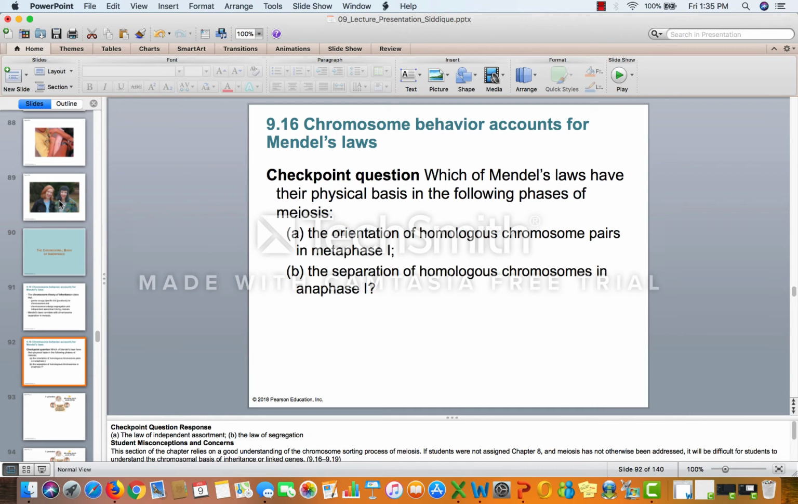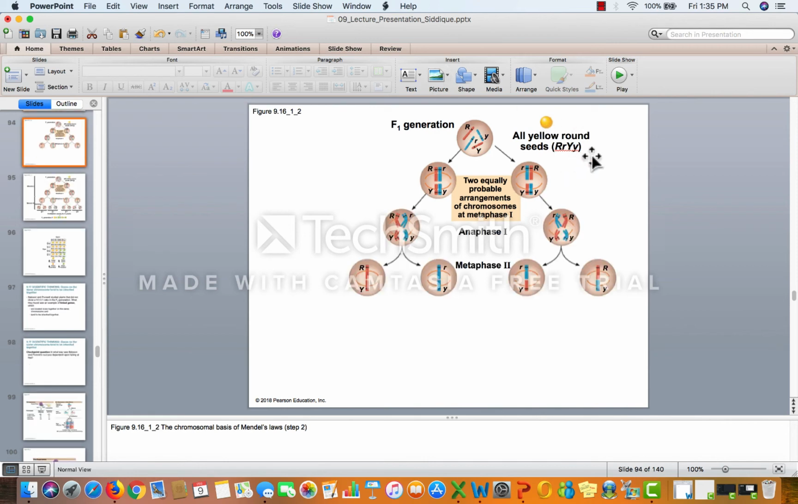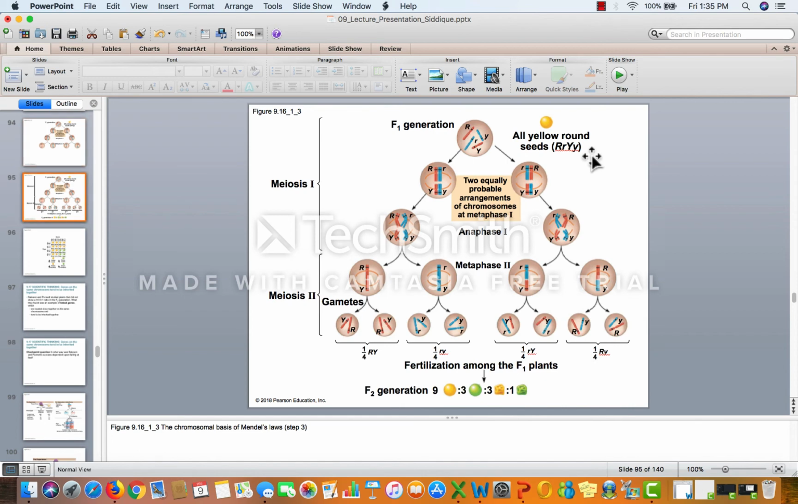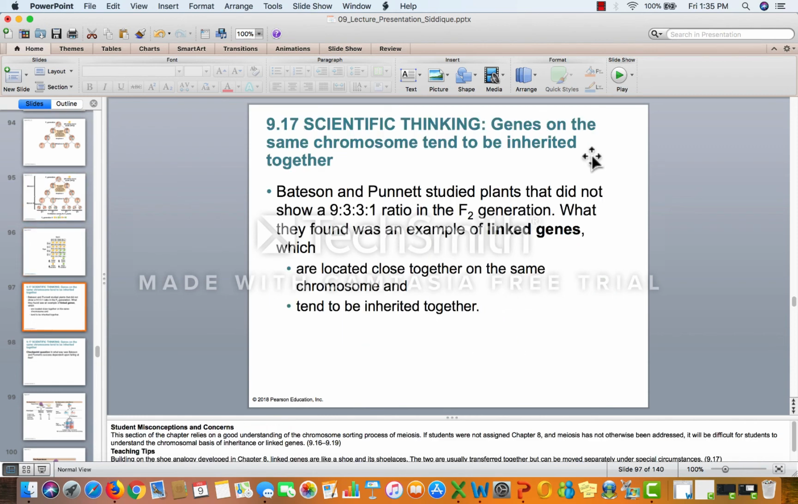What about when they separate? If they separate, that is the law of segregation. So if we have all seeds that are round and yellow, in this case heterozygous for round and yellow, you notice that in anaphase and metaphase you're going to have a 9:3:3:1 ratio. This is the chromosomal basis of Mendel's law. We talked about this already, so we don't have to go through it again.